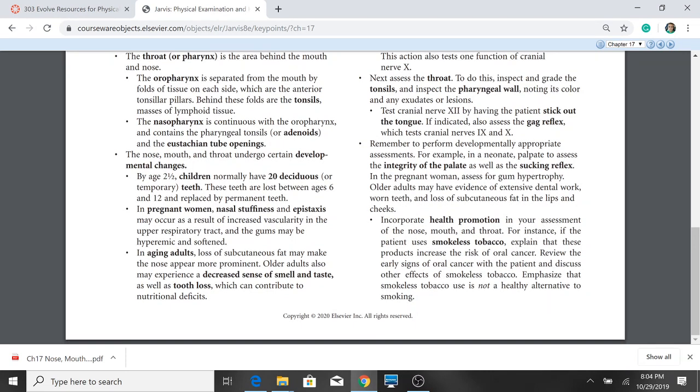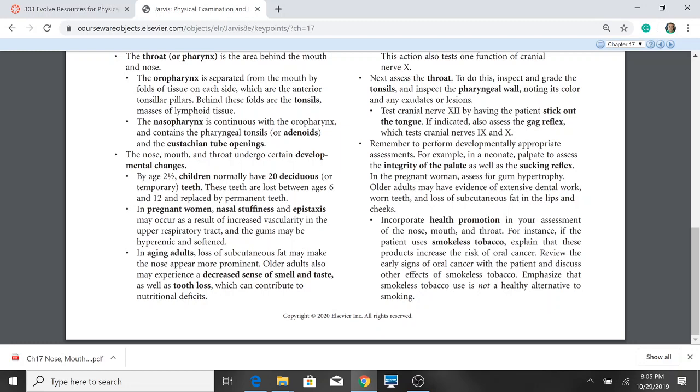Remember to perform developmentally appropriate assessments. For example, in a neonate, palpate to assess the integrity of the palate as well as the sucking reflex. In pregnant women, assess for gum hypertrophy. Older adults may also have evidence of extensive dental work, worn teeth, and loss of subcutaneous fat in the lips and cheek. Incorporate health promotion in your assessment of the nose, mouth, and throat.